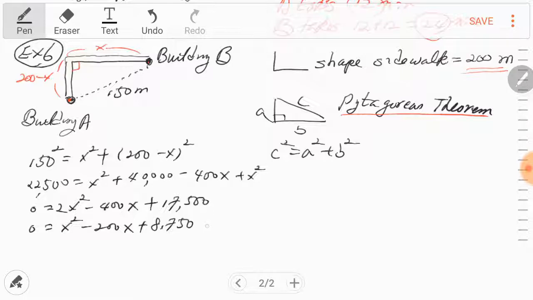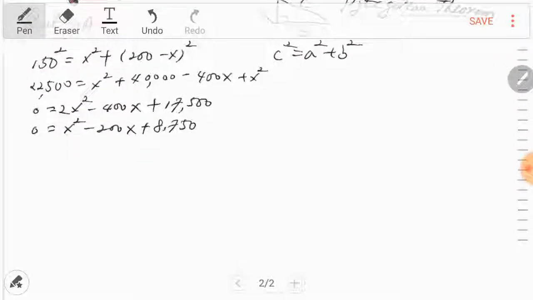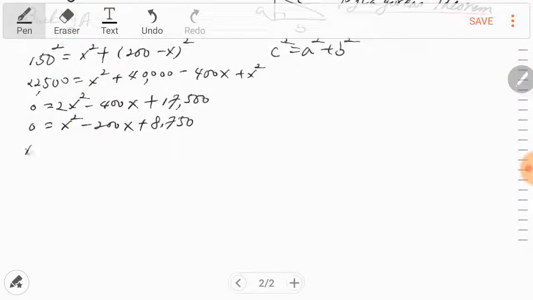In this case, why don't we use the quadratic formula? Okay, the quadratic formula is what? Negative b plus or minus square root of b squared minus 4ac over 2a.